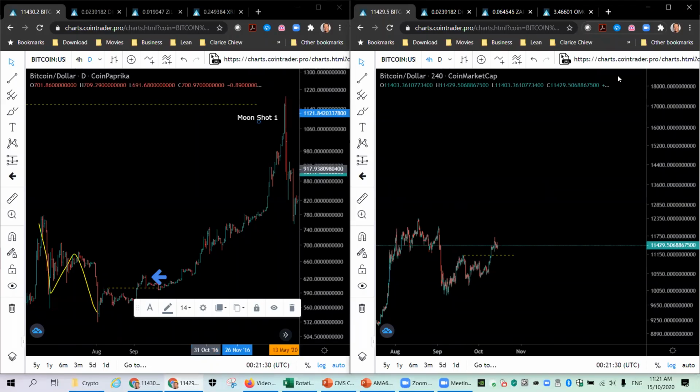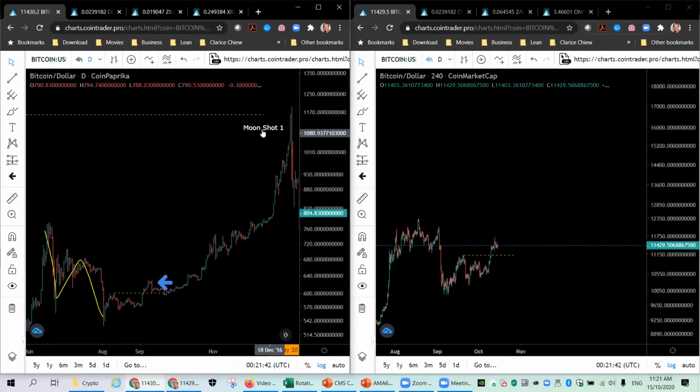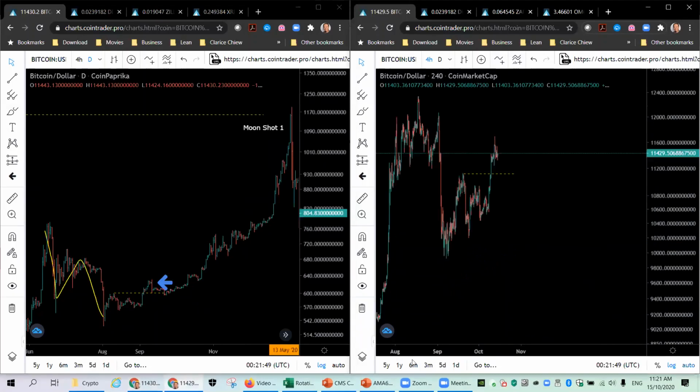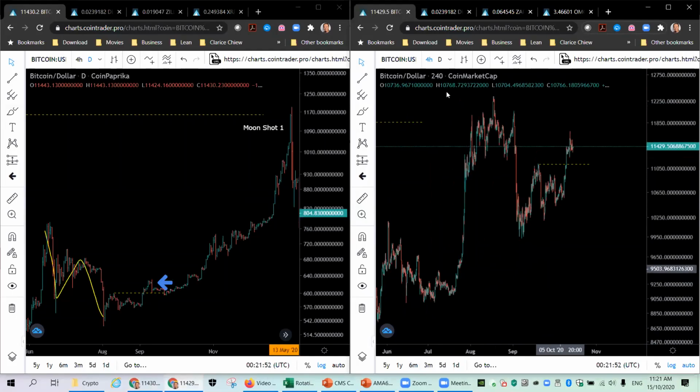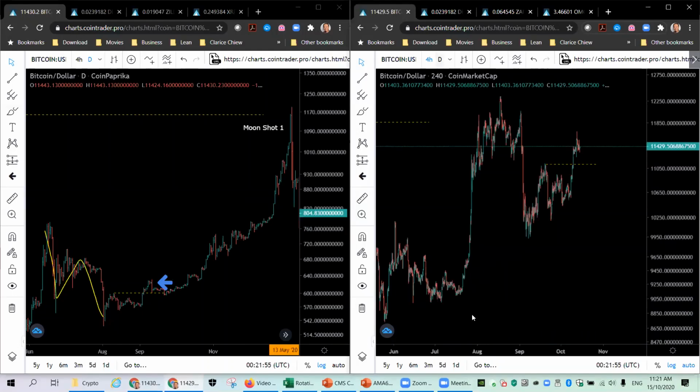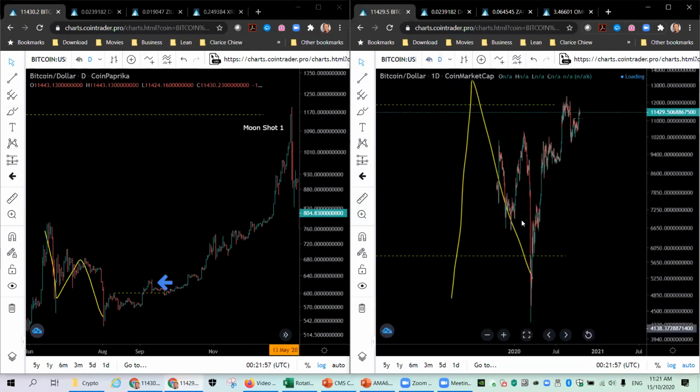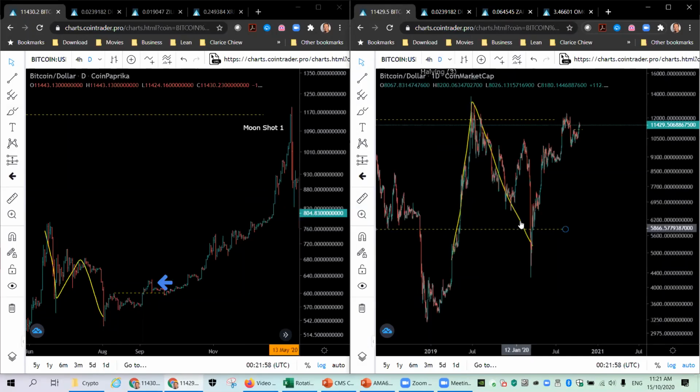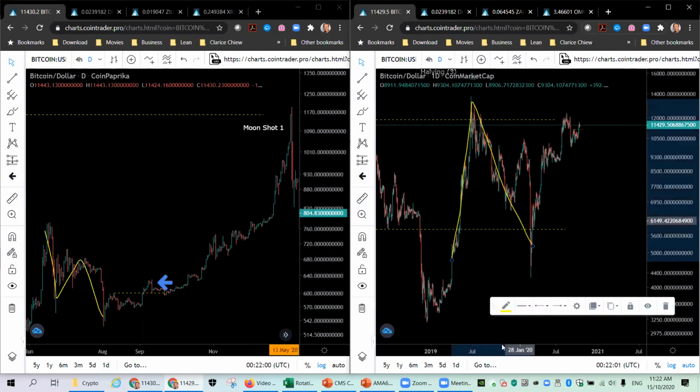So we are going up to what they call the all-time high, which is around 19,000, to do its Moonshot 1. So what is the timing? Around December, my peak is still the 15th of December to be the time to complete Moonshot 1 for Bitcoin.